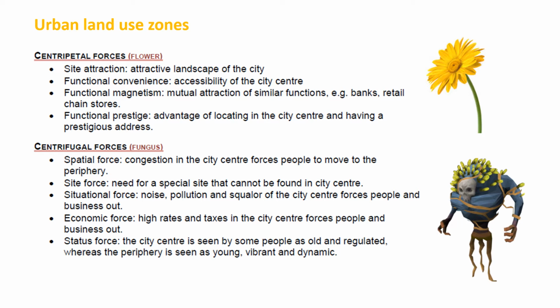First up, we've got site attraction, which is that people are attracted to the landscape of the city. Functional convenience, the city is more accessible. Functional magnetism, there we have different functions actually attracting other functions together. So, for example, you'll have banks and retail stores in the same area, sometimes even chemists. You now even get chemists inside some of the big retail chain stores. Functional prestige, this is debatable. I think it depends on the city. So this would be the advantage of having a location in the city, so it's a prestigious address.